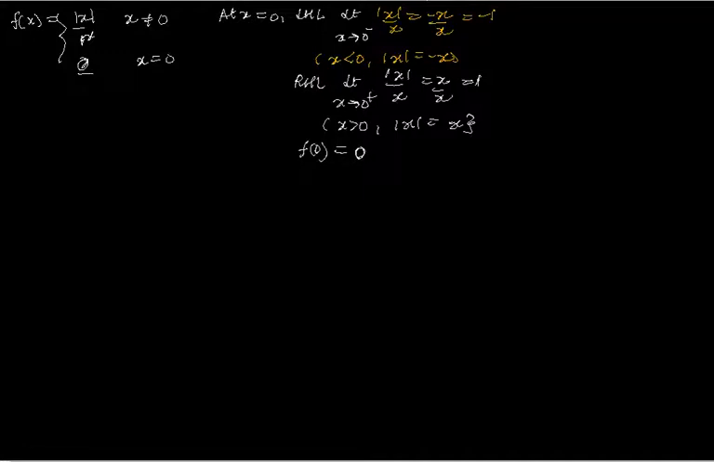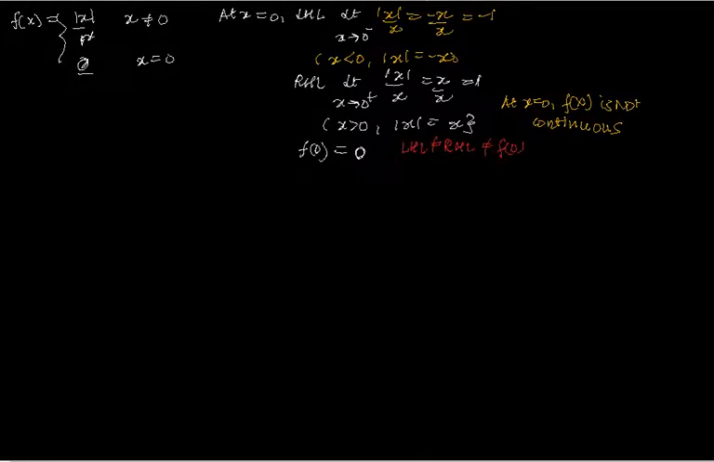So what have you concluded? That left hand limit is not equal to right hand limit, and neither is equal to the value of the function at 0. So you can say that at x equals to 0, f(x) is not continuous. This is the conclusion which you can make.